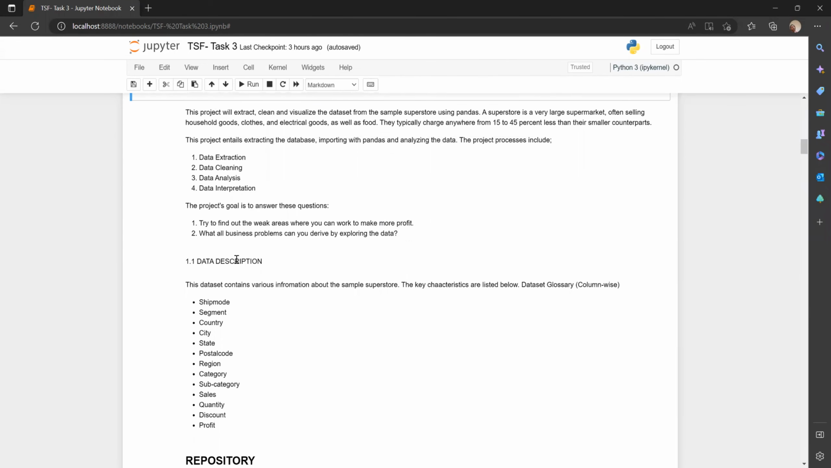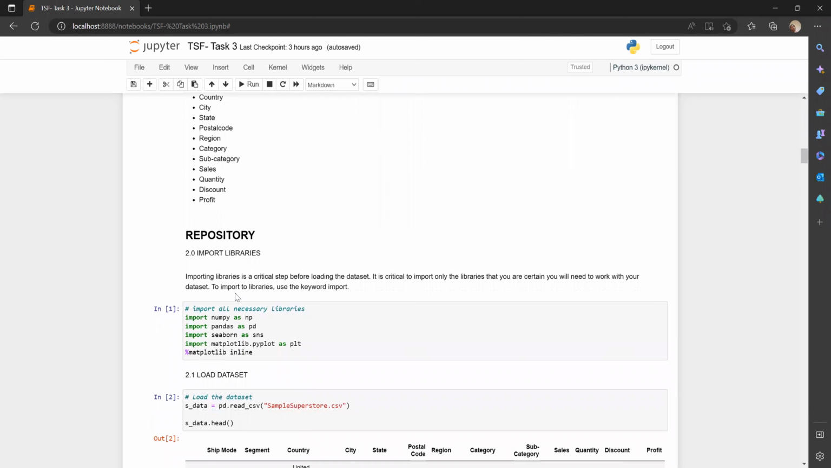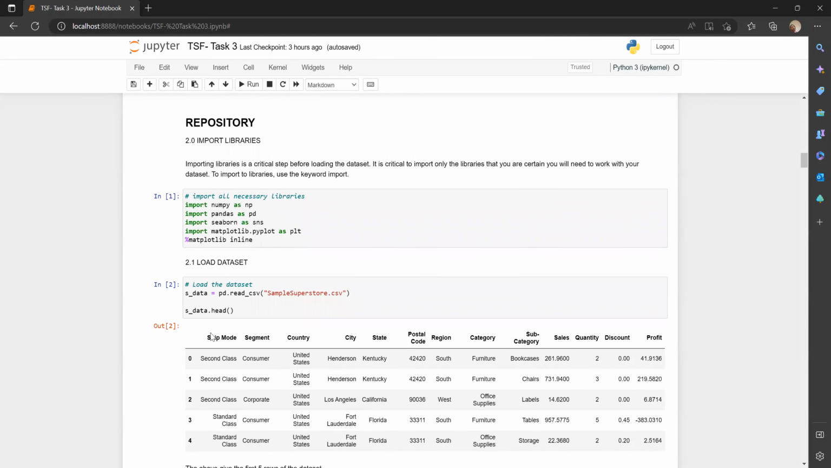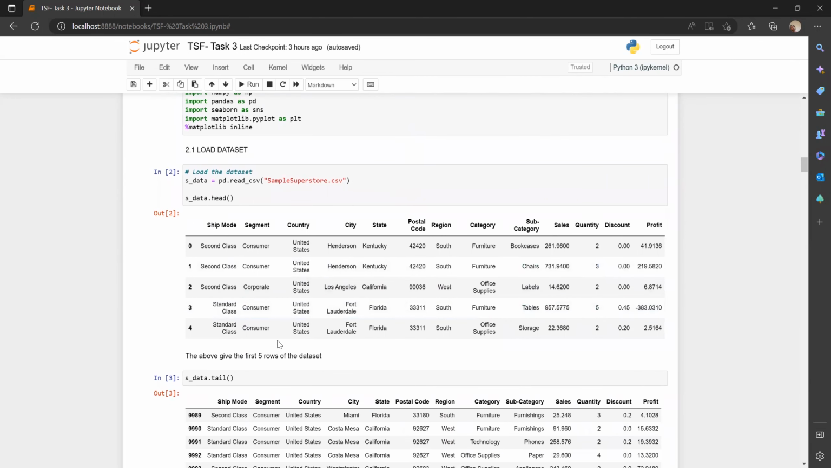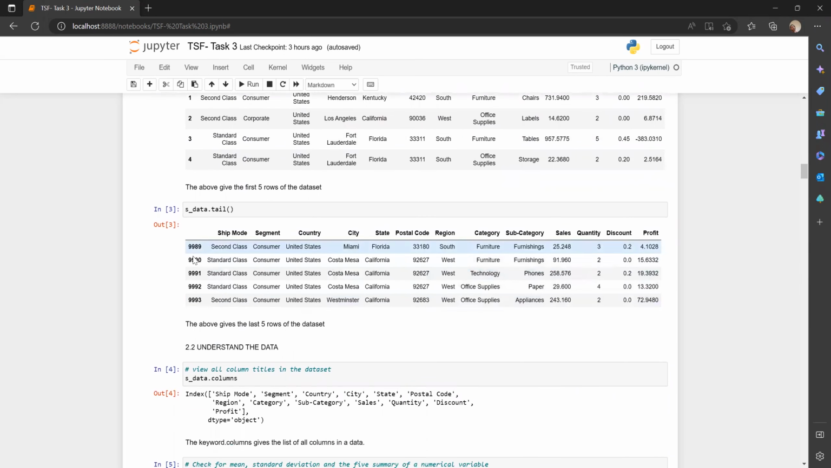Here's a description of the data overview and data description. The first thing I did was to import the necessary libraries by creating a data frame s_data by reading the CSV file using the pandas read CSV method, and also using s_data.head to check the first 5 rows of the data set, and s_data.tail to check the last 5 rows. If we were to make an assumption, it's safe to say that this data set has almost 10,000 rows.